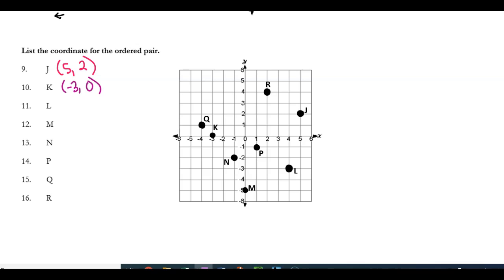Okay, so for L, you should have gone to the right 4 and then down 3. And so 4, -3. Okay. For M, didn't go left or right any, it just went down. So no left or right, and then down 5. For N, it went to the left 1 and down 2. So left 1, down 2.